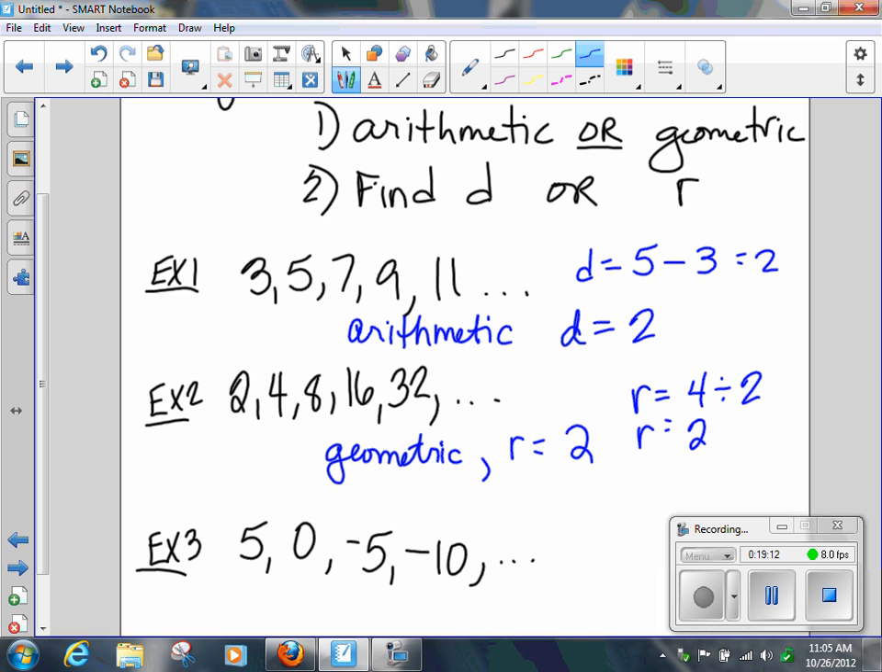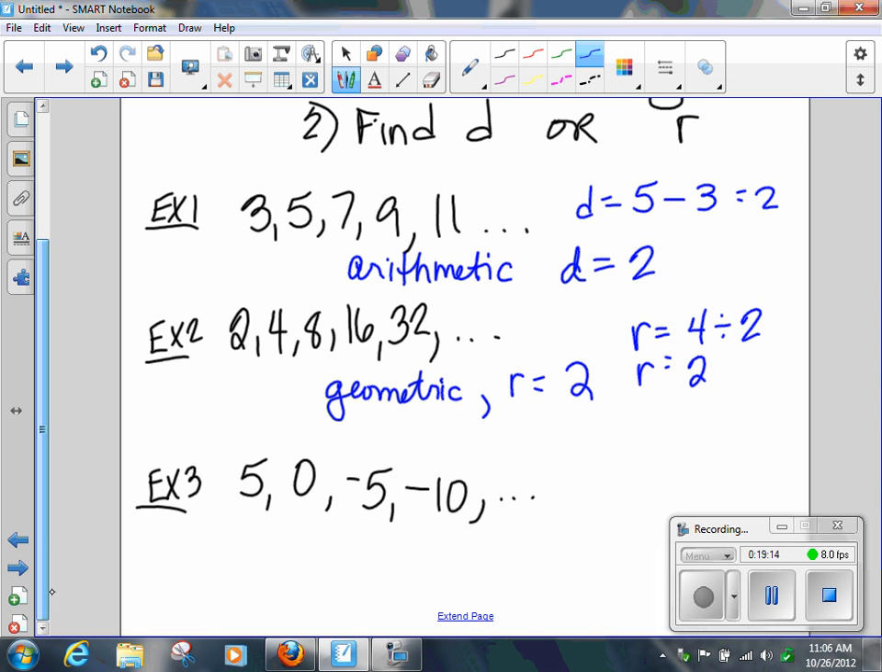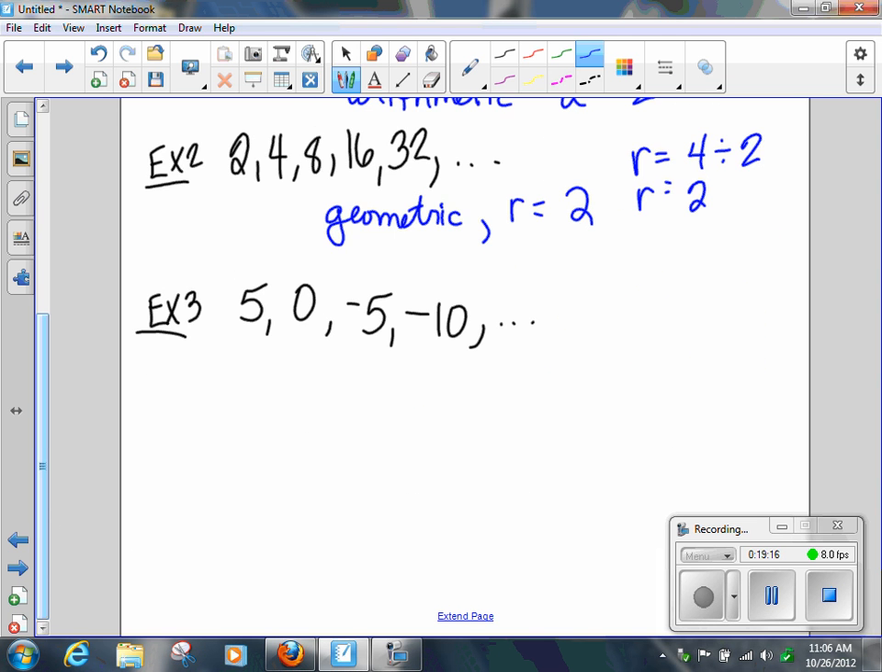What about 3? Because we started with positives and then we went to negatives. What the world? Is it arithmetic or geometric? It's arithmetic. So our D is 0 subtract 5 is -5. How many of you had that? Excellent. Very good. All right.